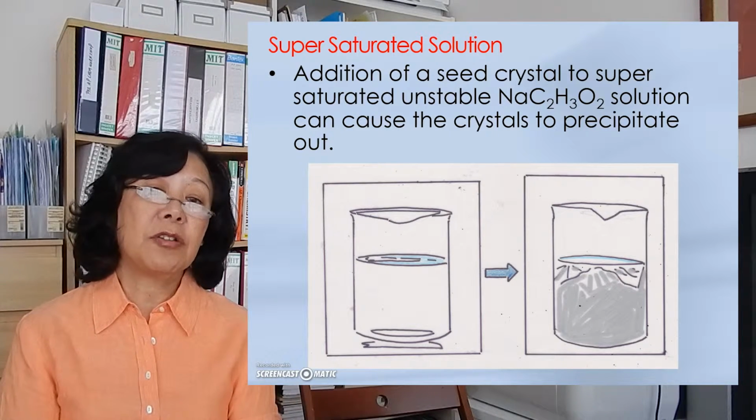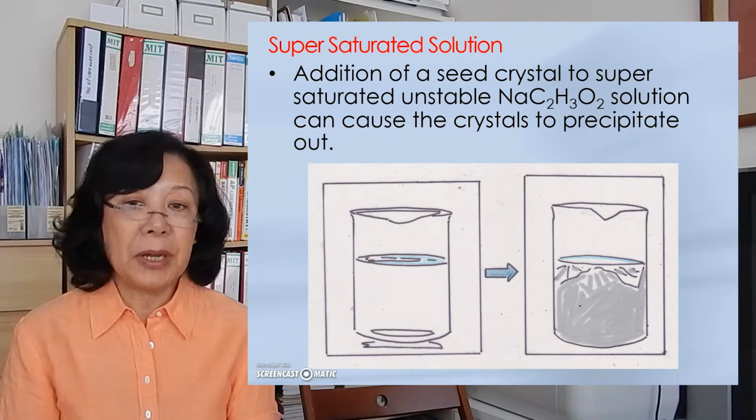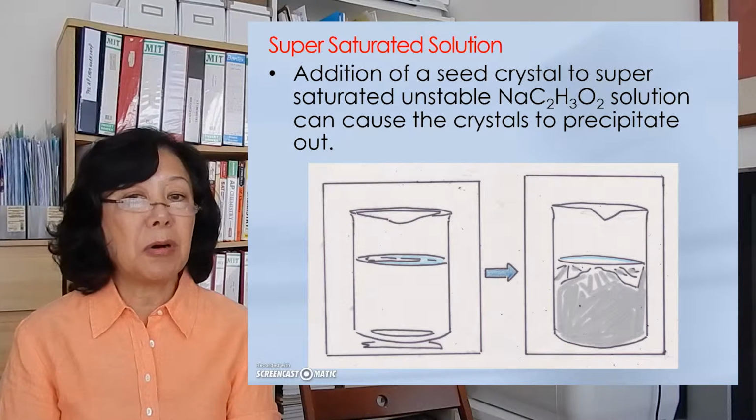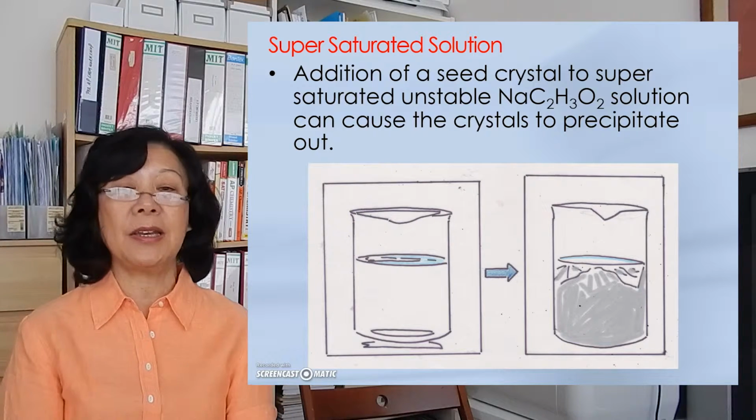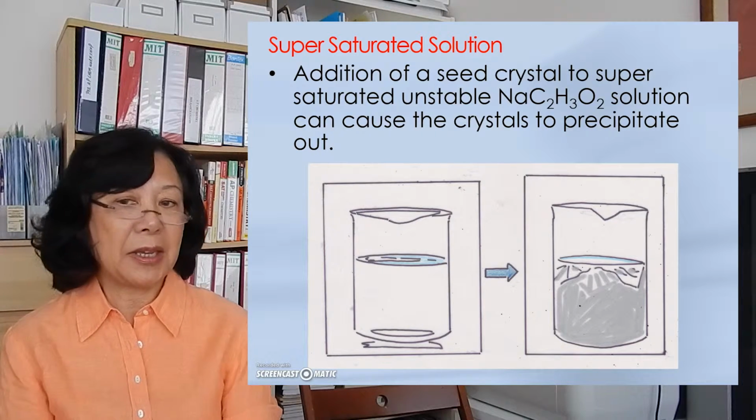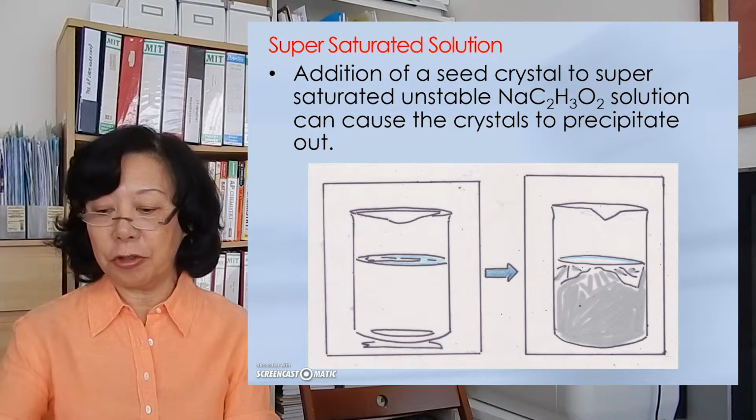If we leave it untouched, it's all right. It looks as if it dissolved. But the moment you add a small amount, a grain crystal of sodium acetate, the whole thing will precipitate out like an iceberg. It's really interesting to watch.